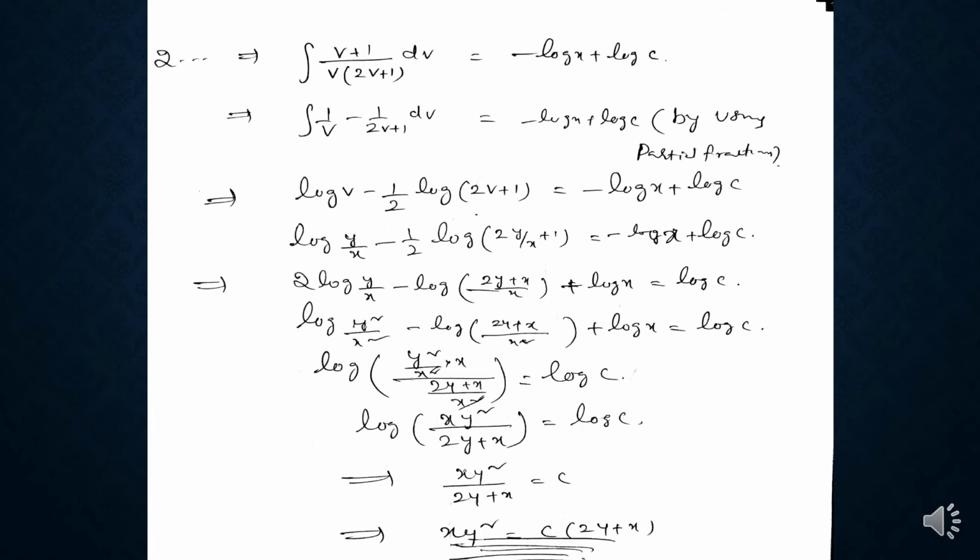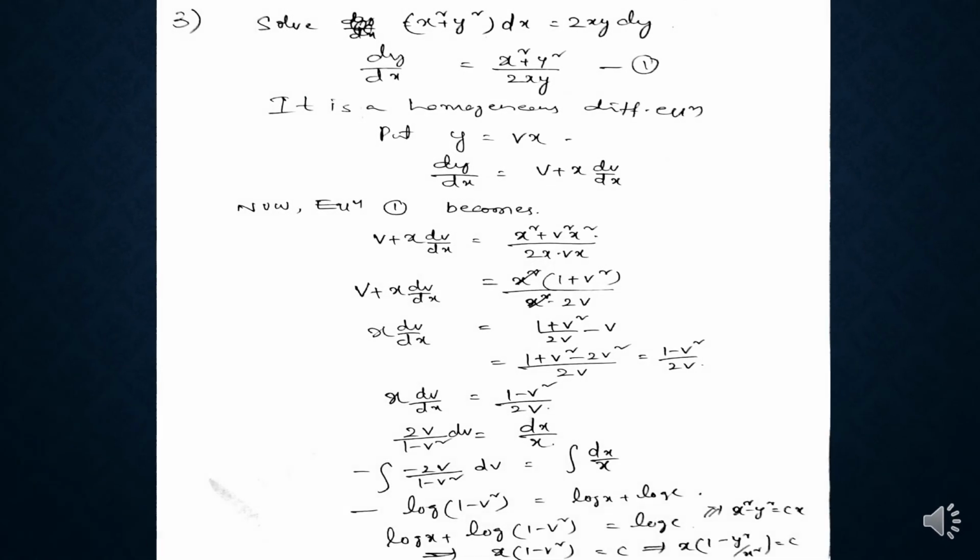Now coming to the next problem. Solve (x square plus y square) dx is equal to 2xy dy. By writing dy by dx is equal to (x square plus y square) by 2xy, let us take this as the first equation. Now check whether it is a homogeneous function or not.